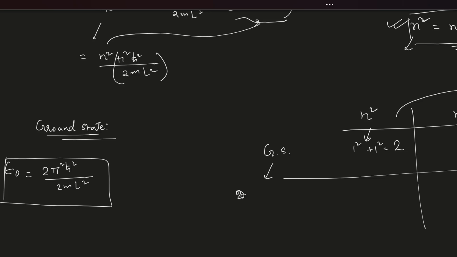So this is how you can easily get an idea that if you choose, let's say, n1 equal to 1 and n2 equal to 5, then n squared is 1 squared plus 5 squared equal to 26, and this is exactly equal to the E equal to 13 E naught energy level, because this is 26 pi squared h cut squared by 2 m L squared.